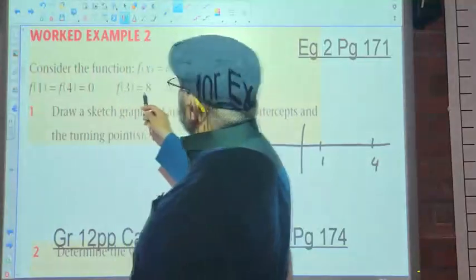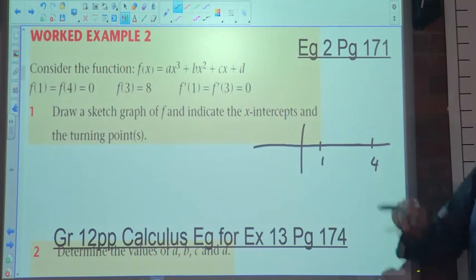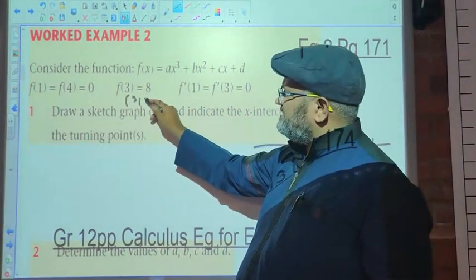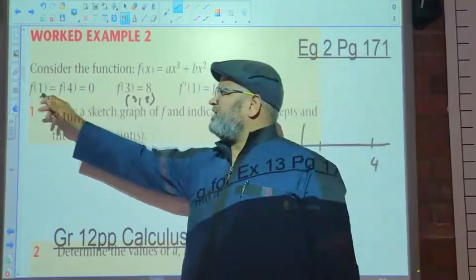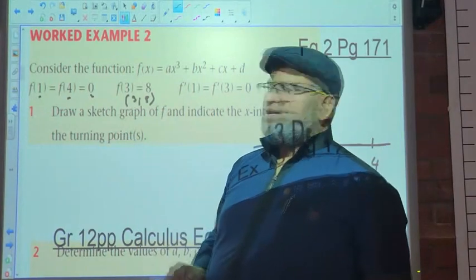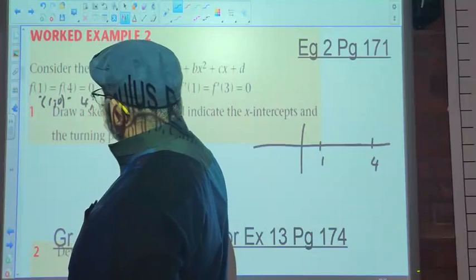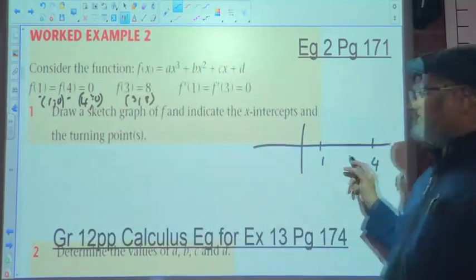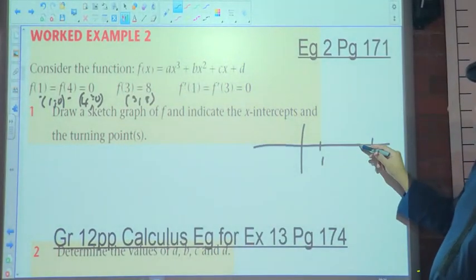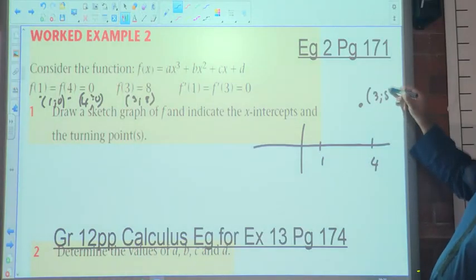Then f of 3 is equal to 8. What does that mean? That is a point on the graph. If x is 3, y is 8. If x is 1, y is 0. If x is 4, y is 0. That's basically what it means. So from here I could have drawn the coordinates: 1 and 0, 4 and 0. That is exactly what I have there. And then 3 and 8. So if this is 4, 1, 2, 3, is approximately there, 3 and 8.